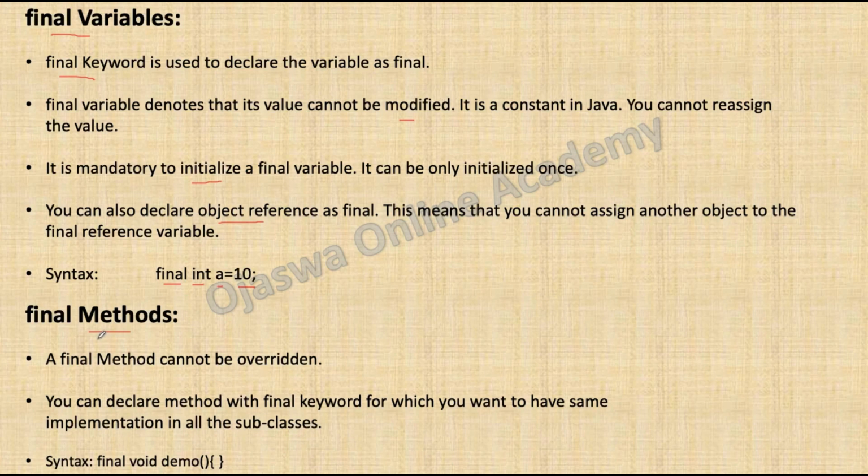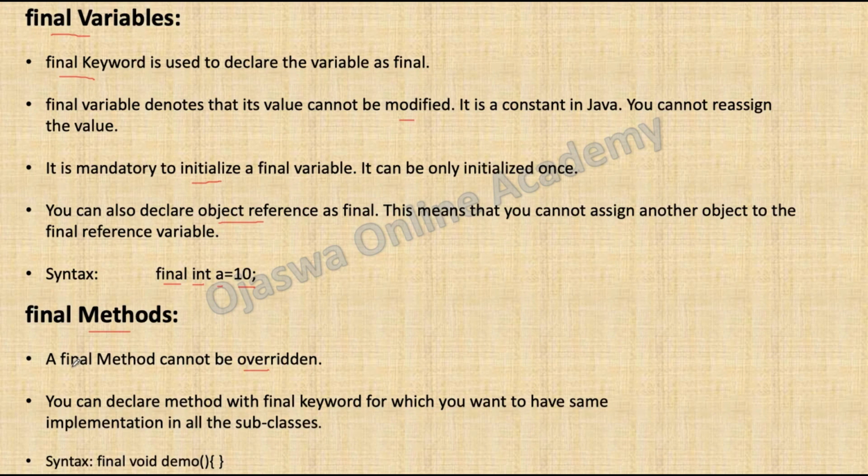Now, what are final methods? When the method is declared as final, a method cannot be overridden. That means if you have a subclass that extends some superclass and superclass is having a final method, you cannot override the final method belonging to the superclass. Final keyword is used to stop the method from overriding.